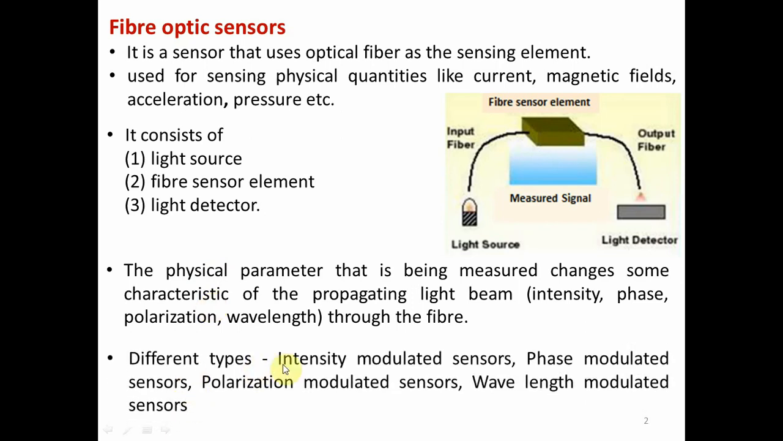Different types of fiber optic sensors. Intensity modulated sensor: if the intensity of light through the guided fiber is changed, then that fiber is called an intensity modulated sensor. If the phase of the light through this fiber is modified by the measured signal, then that fiber is a phase modulated sensor. If the polarization of the light through the fiber is modified by the measured signal, then that is a polarization modulated sensor. Like that. Another classification, wavelength modulated sensor.